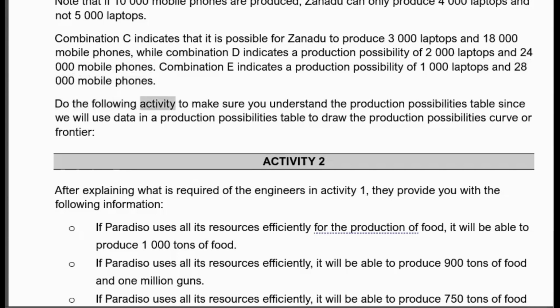Do the following activity to make sure you understand the production possibilities table, since we will use data in a production possibilities table to draw the production possibilities curve or frontier.